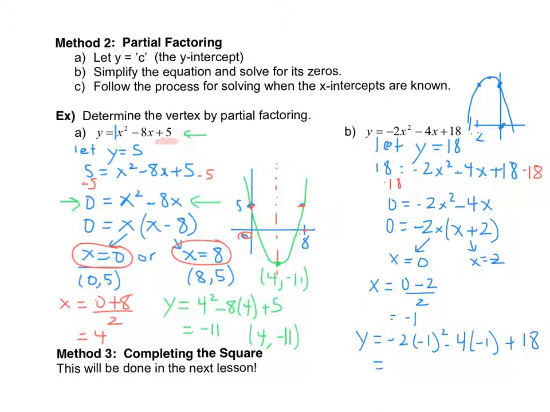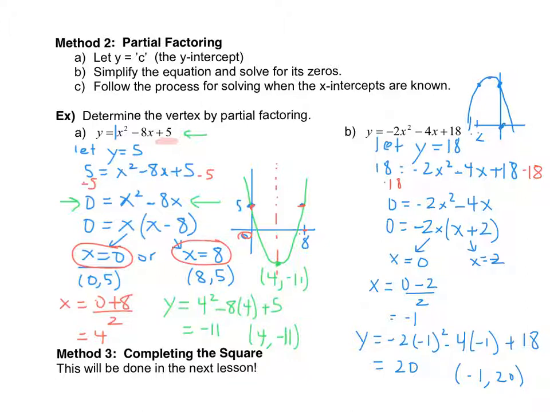Okay, so we sub that in. We're going to get a positive 1 times negative 2 is negative 2. Negative 2 plus a 4 is positive 2. Positive 2 plus 18 is a 20. So our vertex then is at negative 1 comma 20. And that does make sense in terms of the diagram there.